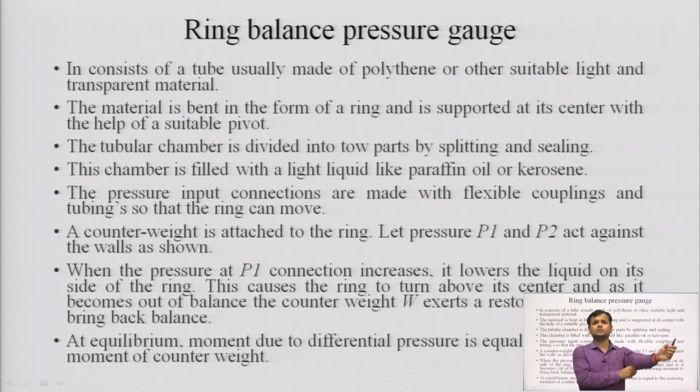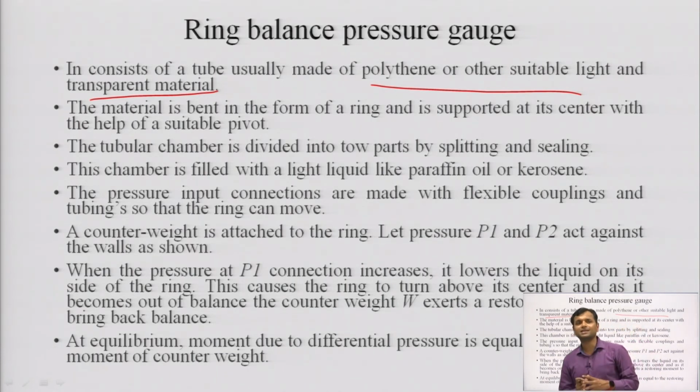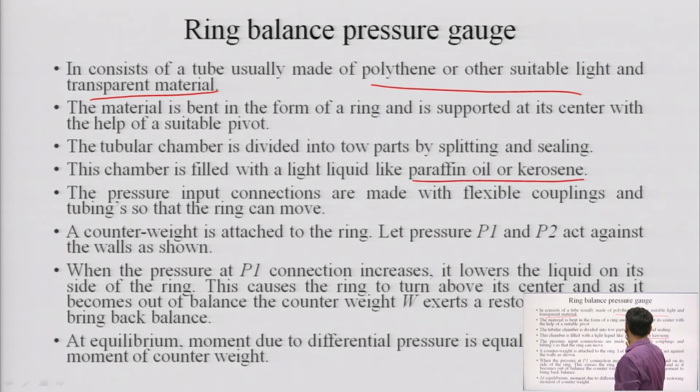Now, the second type of arrangement in the weight gauges is the ring balance type pressure gauge. It consists of a tube usually made of polythene or other suitable light and transparent material. So, there is one ring, and when we apply the pressure we need to balance that pressure with the help of an applied force. The tubular chamber is divided into two parts by splitting and sealing. This chamber is filled with a light liquid like paraffin, oil or kerosene. You should know the materials we use in the different types of transducers.